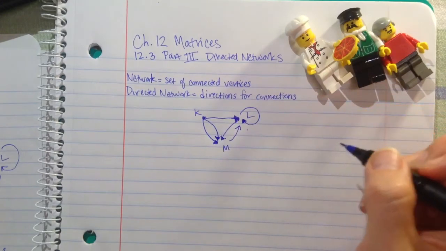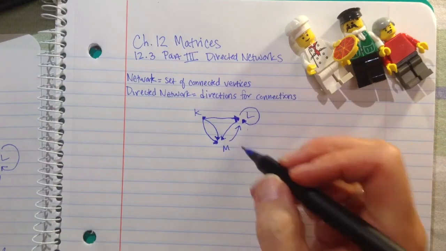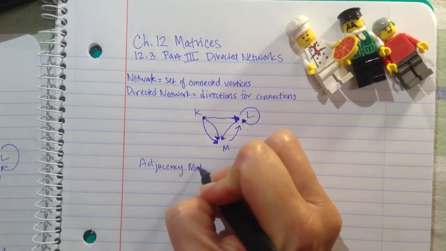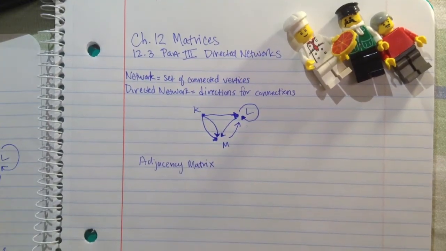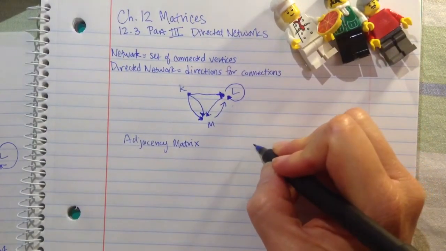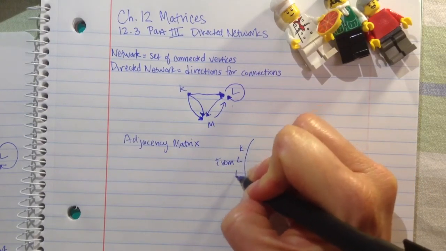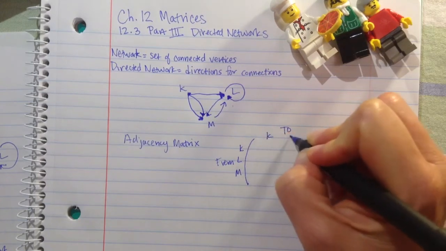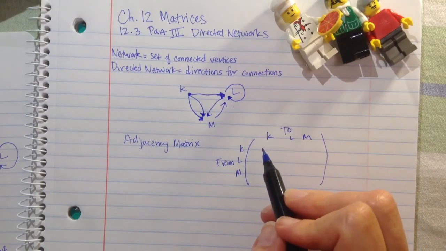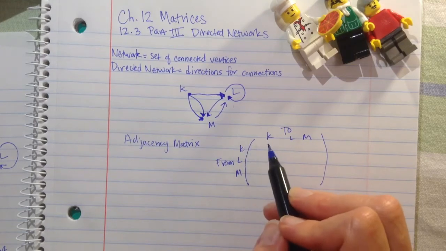All right, what we're going to do is represent the directed network with a matrix. And we call this the adjacency matrix, because it's going to show us which vertices are adjacent to which vertices, which ones connect. So we're just going to set up our matrix. We're going to go from K, L, and M, and then to K, L, and M. So we're going to have a 3 by 3 matrix, and we're just going to put in here the number of connections from this vertex to this vertex.